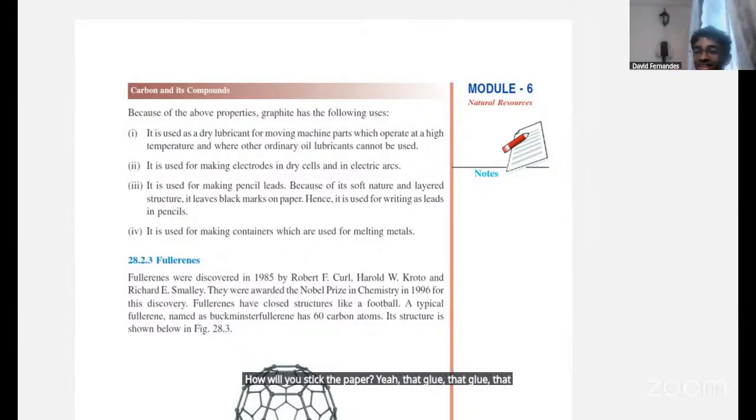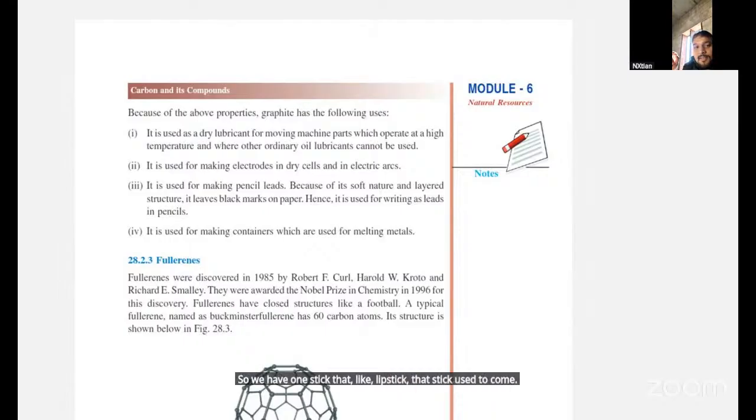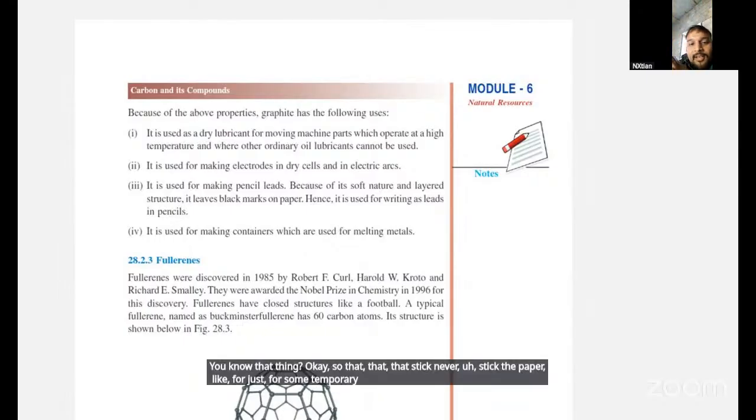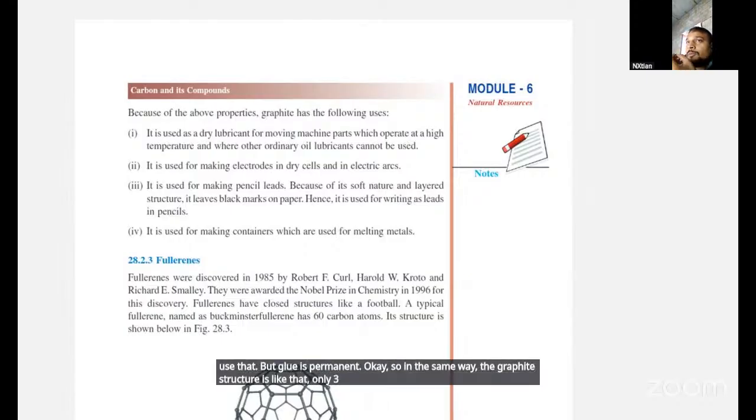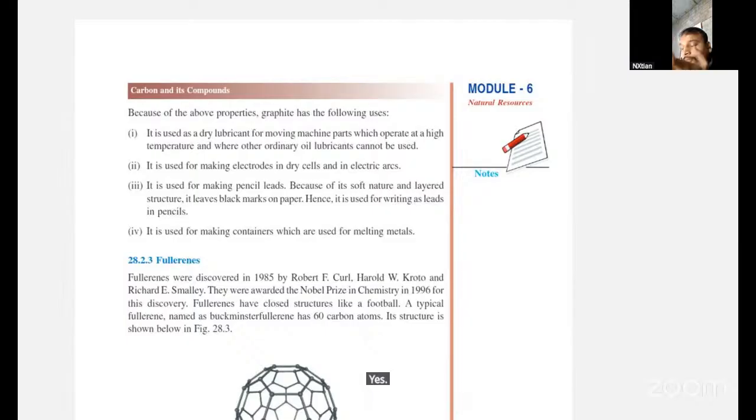So we have one stick like a lipstick. That stick used to come. That stick never sticks the paper. For just some temporary thing, you can use that. But glue is permanent. In the same way, the graphite structure is like that. Only three carbons are attached to it. One is free, hence it doesn't make a rigid structure. I told you. Did you understand?